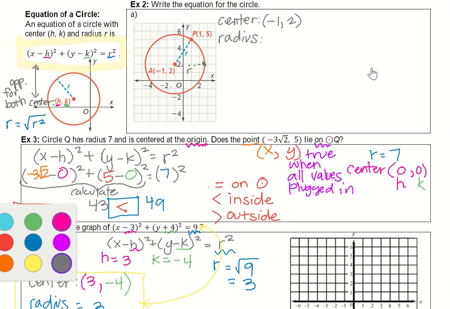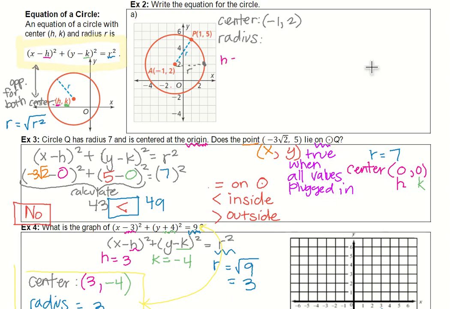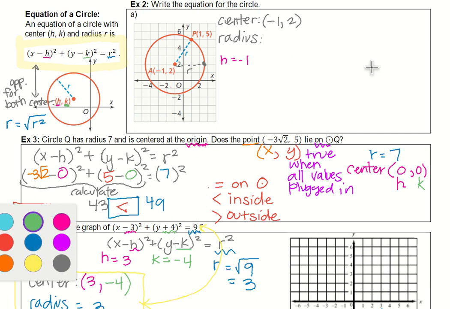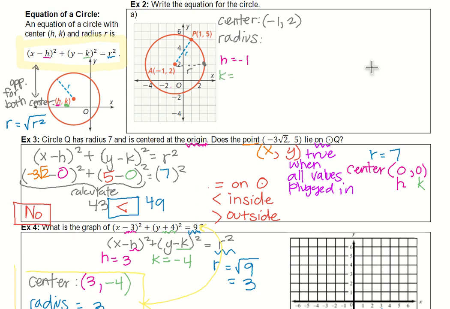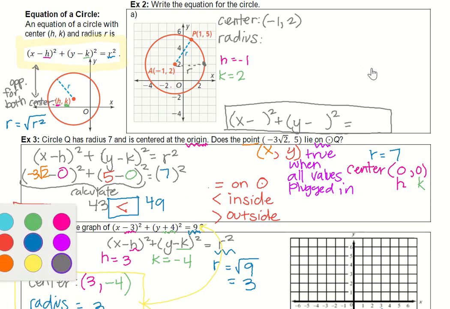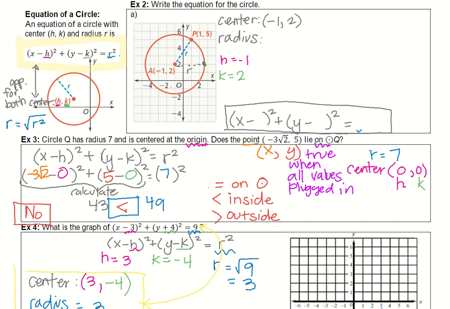So knowing the center, I know that h is negative 1 and that k is 2. And so if I wanted to write my equation, I'm going to set up my answer. I would do x minus h squared plus y minus k squared equals, I still need to figure out r squared. So I don't know the radius at this point, right? I need to figure that part out.